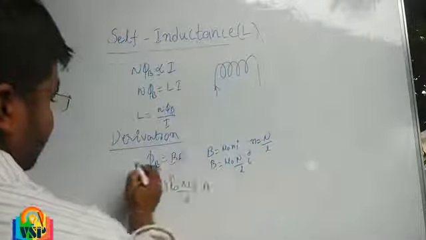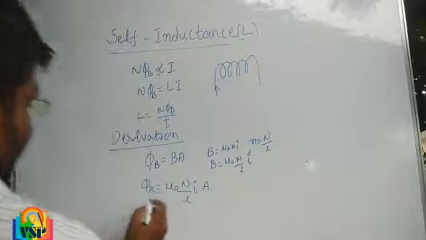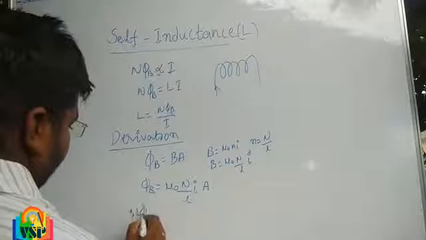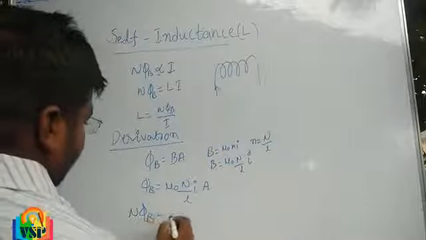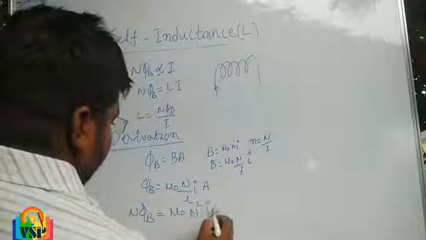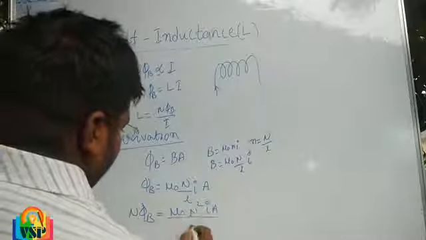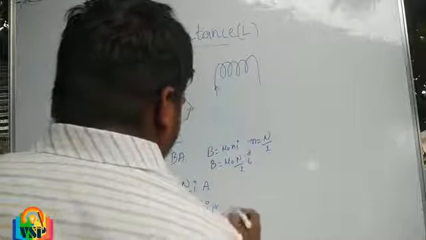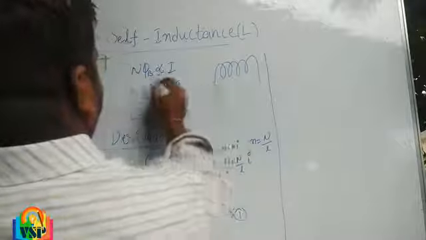Here we can take N phi B. N phi B is equal to mu naught N square I A divided by l. So this is equation 1.